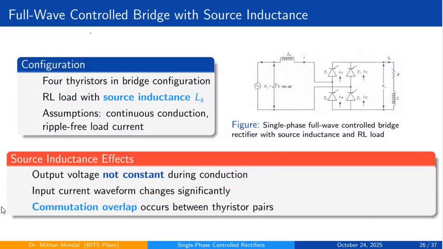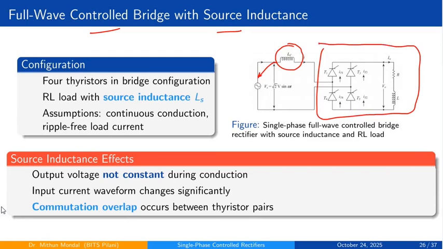Now we will look at the full wave controlled bridge with source inductance. Here you can see the inductor is connected with the source, so it is a source inductance, and the rest of the circuit is the full wave rectifier with the RL load combination. There are 4 thyristors in the bridge configuration, because it is a full wave controlled bridge rectifier, and there is a source inductance LS connected.